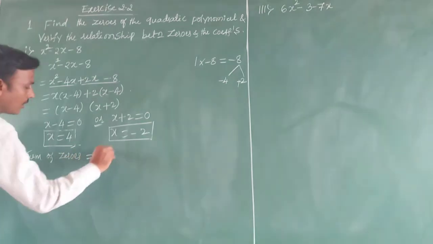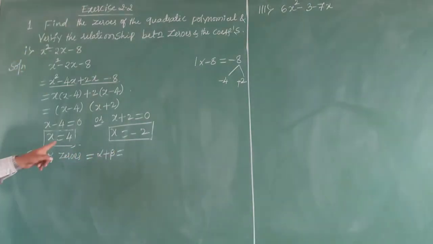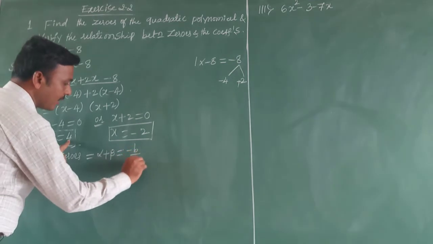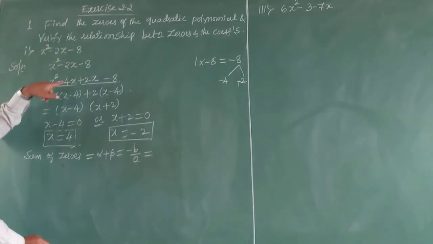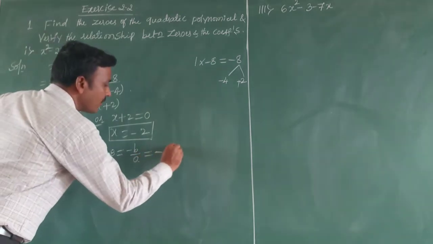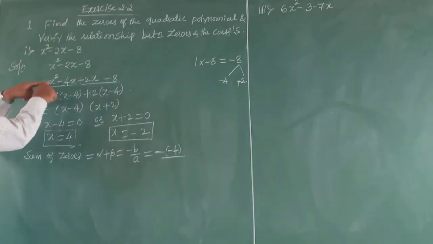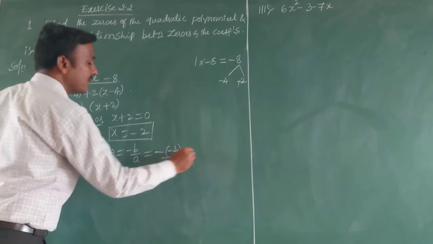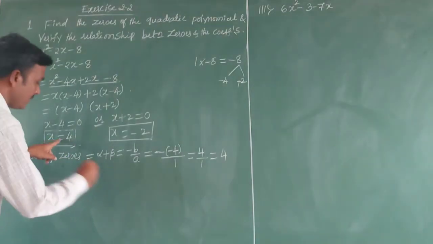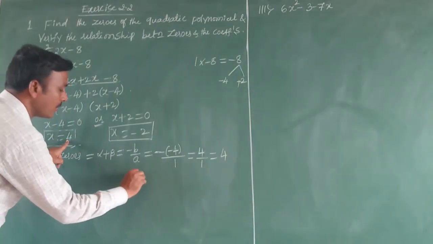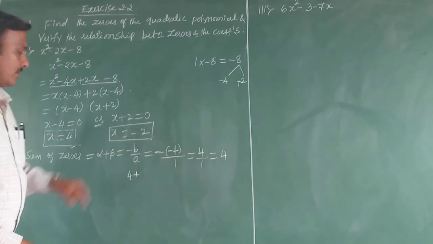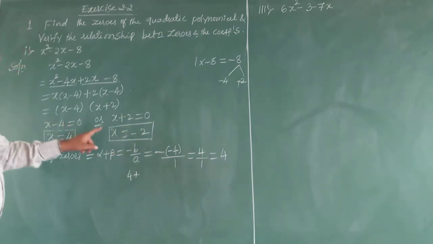Sum of zeros is alpha plus beta, and by the relation it is minus b divided by a. Minus sign as it is; the value of b, the coefficient of x, is minus 2 here. So minus of minus 2 divided by a, where the coefficient of x square is 1. Minus of minus is plus, so 2 by 1 gives us 2. What is the actual sum? One zero is 4, plus the other zero, minus 2.